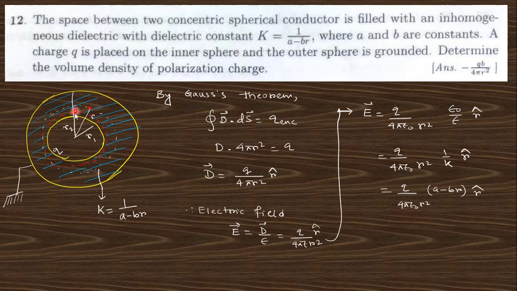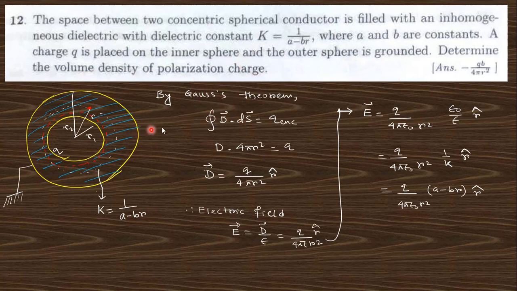In these two concentric spheres, there is an inhomogeneous dielectric constant which is like 1 by a minus br, where a and b are constants. A charge q is placed on the inner sphere. Within this inner sphere, q charge is placed and the outer is grounded. Determine the volume charge density of the polarization charge.